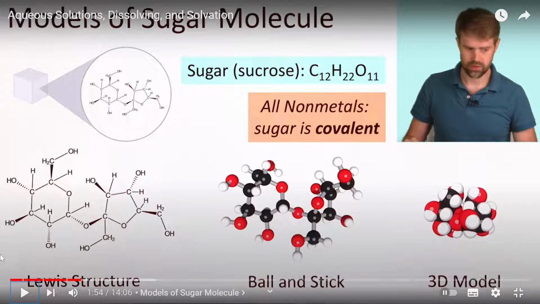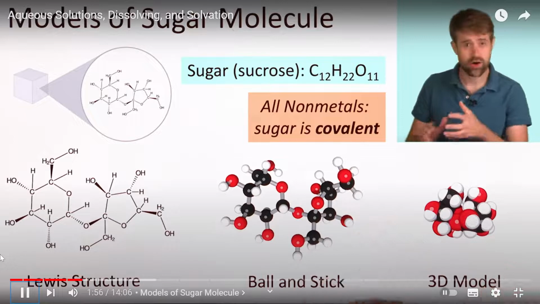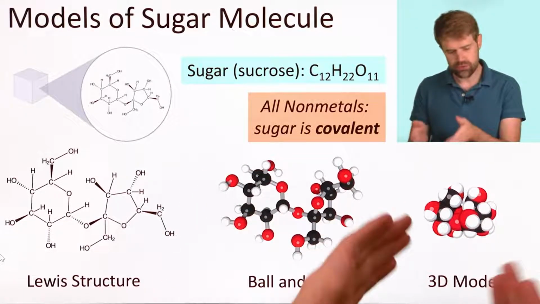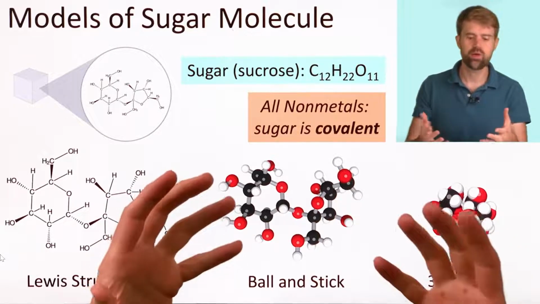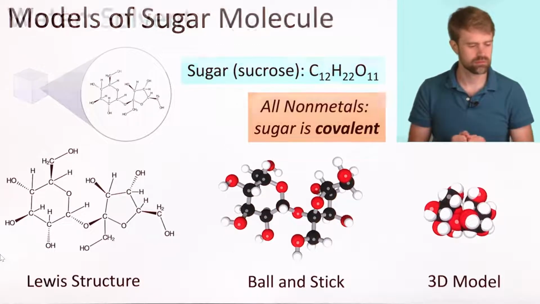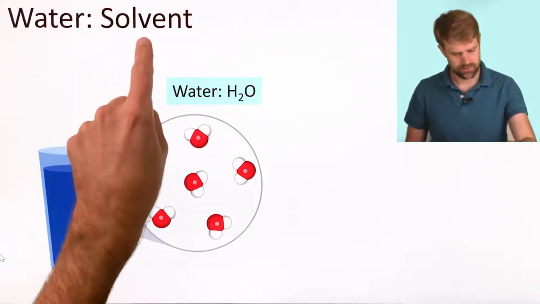So we have the Lewis structure, the ball and stick, and the 3D model. It's a bit blobby and kind of hard to see all the atoms, but we're going to use this model for now because it will better illustrate what we're talking about here, which is how molecules interact. Now, let's look at water, which is our solvent.